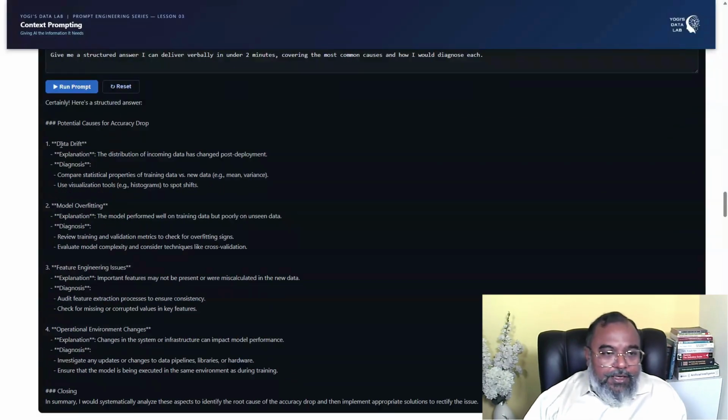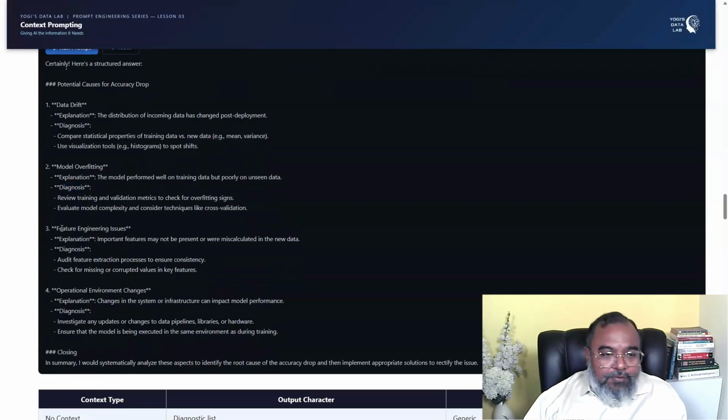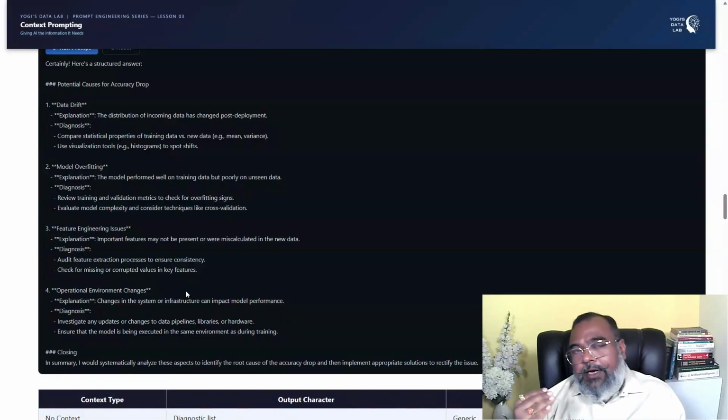So here you see data drift, what is the explanation and the diagnosis? Model overfitting, what is the explanation and the diagnosis? Feature engineering issues, the explanation and the diagnosis, as well as operational environmental changes, the explanation and the diagnosis. In summary, I would systematically analyze these aspects to identify the root cause of the accuracy drop and then implement appropriate solutions to rectify. If you look at this, from an interview point of view, this is exactly how the LLM has responded.